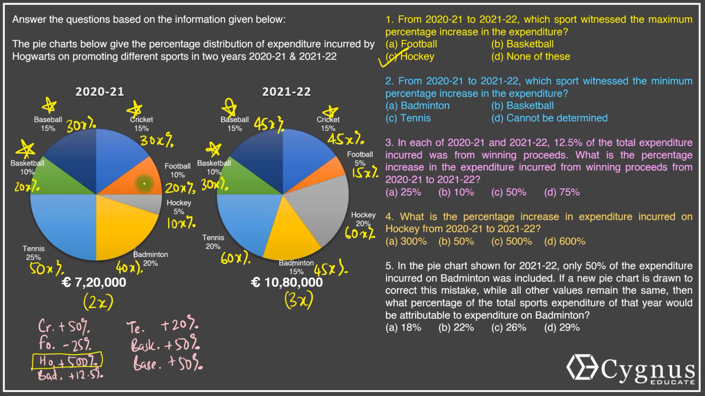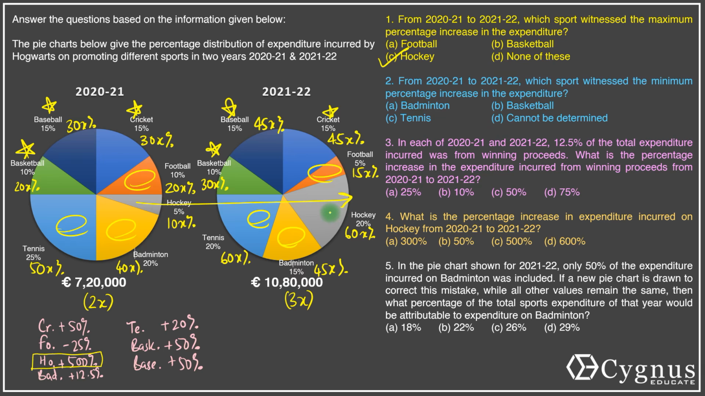In fact, the sector of football has decreased, so it will definitely not witness the maximum increase. The sector of badminton has also decreased, so it will also not witness the maximum increase. The sector of tennis has also decreased, so it will also not witness the maximum increase. So we can easily eliminate all contenders and see clearly that hockey is the only sector that has increased, and that too phenomenally.